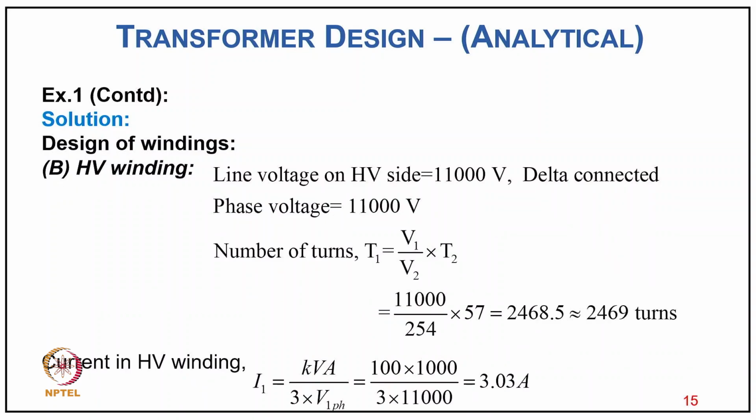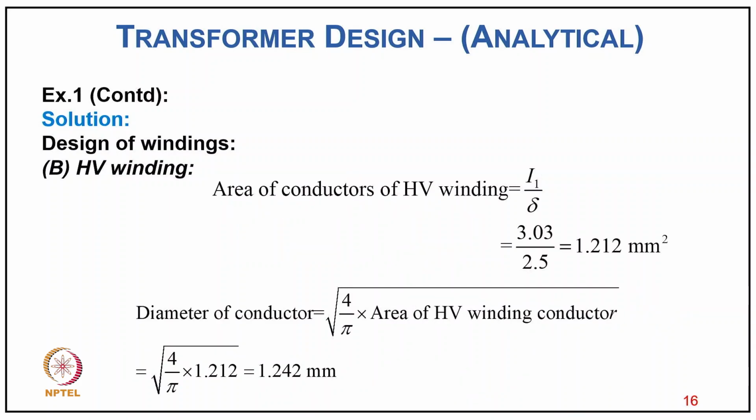Now coming to design of the HV winding. On the HV side, we have a line voltage of 11 kV, delta connected, so the phase voltage is the same as the line voltage, that is 11 kV, and the number of turns will be T1 equal to V1 upon V2 into T2. Putting the value, it comes to 2468.5, rounded off to 2469 turns, and the current in the HV winding I1 equal to kVA upon 3 into V phase. So putting the value, it comes to 3.03 ampere.